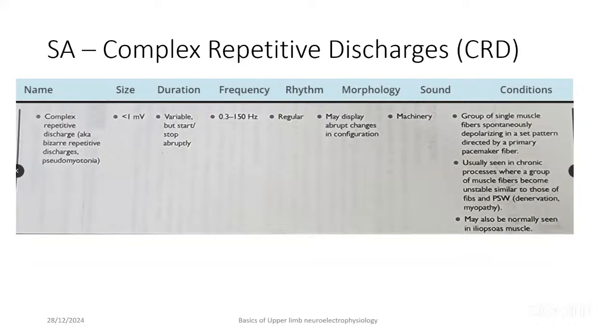And complex repetitive discharges, bizarre repetitive discharges, pseudomyotonia: less than 1 millivolt, variable but abrupt start and stop, 3 to 150 hertz, regular rhythm, may display abrupt changes in configuration, machinery sound. What happens here is a group of single muscle fibers spontaneously depolarize in a set pattern, which is directed by a primary pacemaker fiber. Usually seen in chronic processes where a group of muscle fibers become unstable, similar to those we have seen in fibs and positive sharp waves in denervation or myopathy. May also be normally seen in iliopsoas muscle.